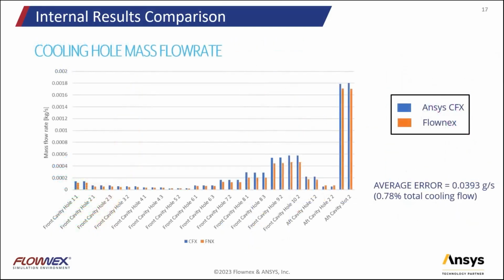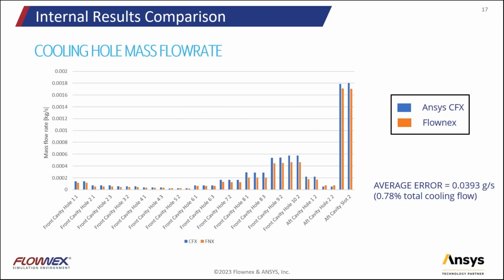If we take a look at some of the results, first looking at the cooling hole mass flow, here in blue, we see the results from Ansys CFX for the fully resolved model. This is with both internal and external flows modeled in a high level of detail with a full mesh. And in orange here, we see the results from Flownex from that internal flow model. We're comparing the mass flows in each of the film cooling holes to see the accuracy of this simplified modeling approach, where we are able to use empirical correlations instead of a fully resolved and fine mesh.